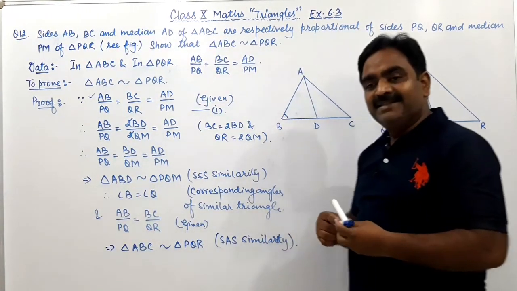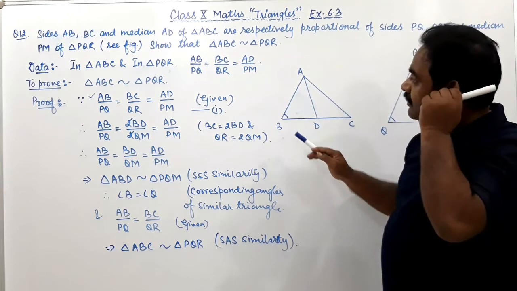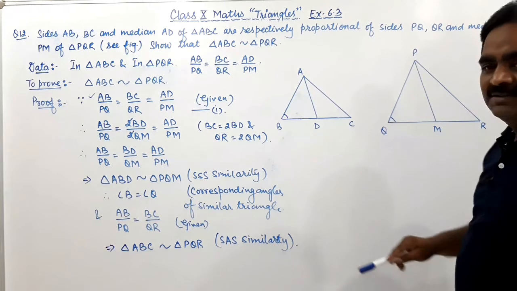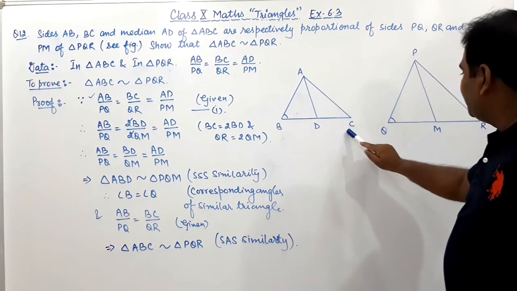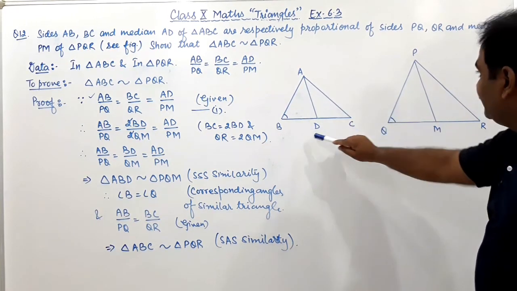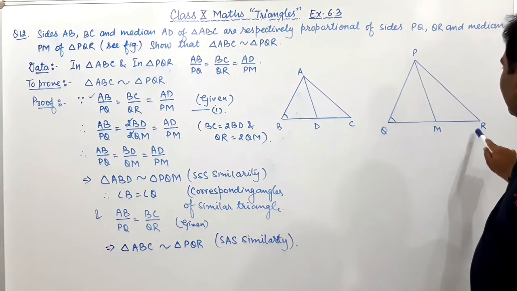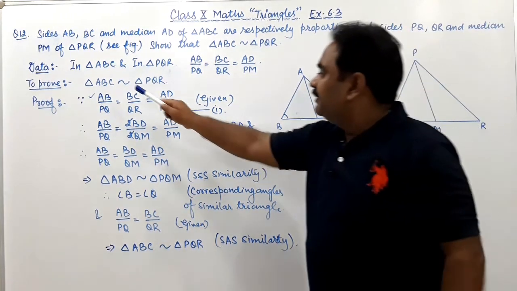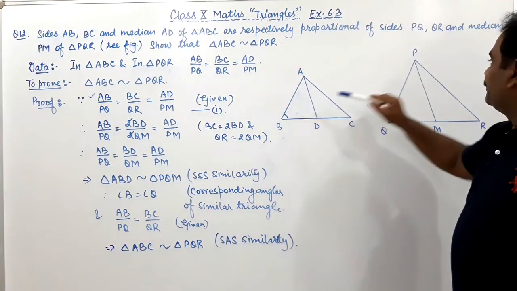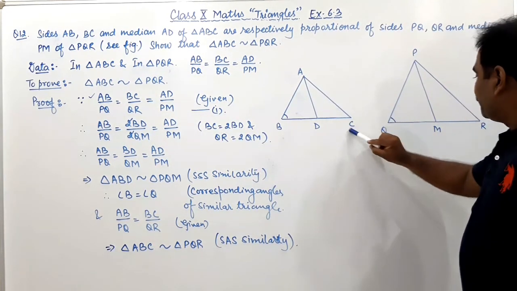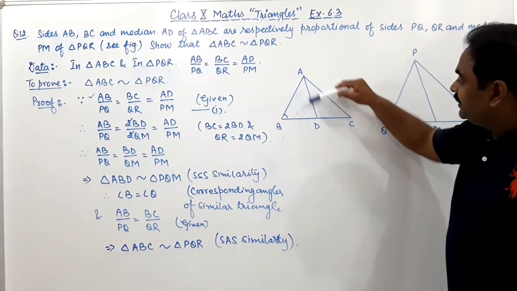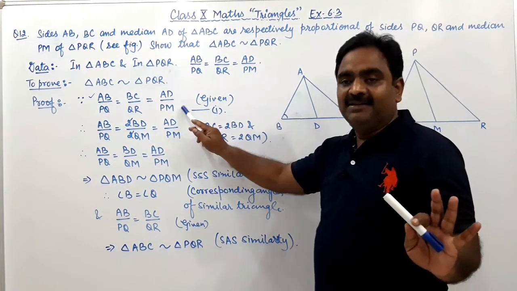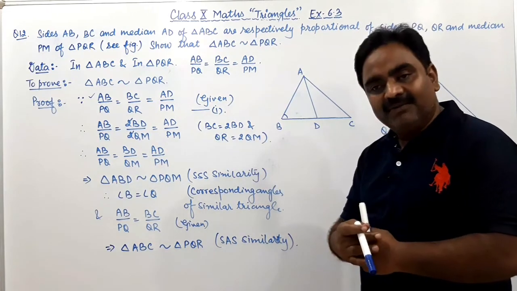Once again you can see, just see what is given in this triangle ABC and PQR. AB, BC and median AD of this triangle, and PQ, QR and median PM, they are in proportion. Means AB upon PQ equals BC upon QR equals AD upon PM. From here we started, and taken it as equation number 1.